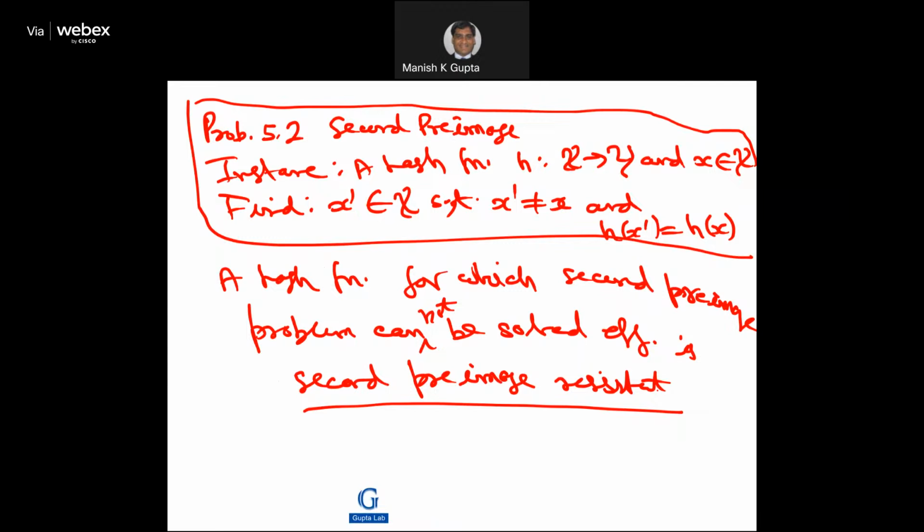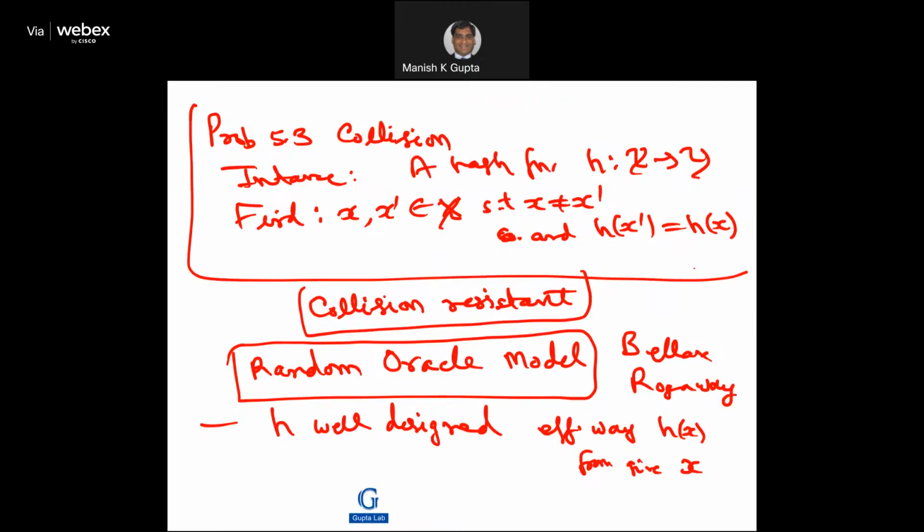Okay, and the third one is collision resistance. So if a hash function h from X to Y is given, find two points x and x prime, which are distinct in X, such that their hash value is the same. Okay. So I think I will show you towards the end.